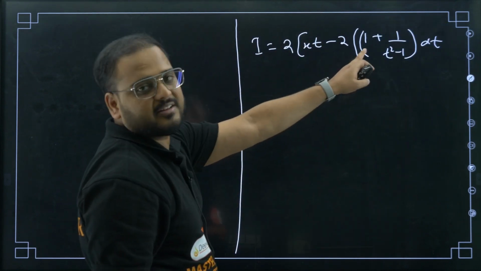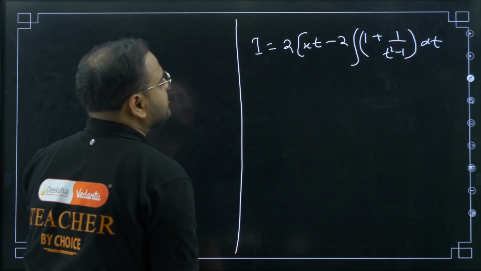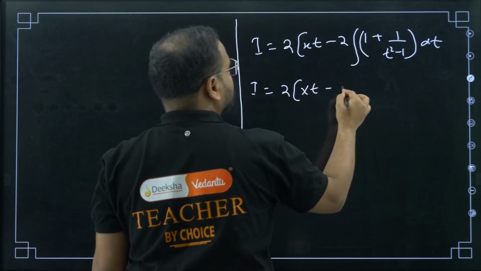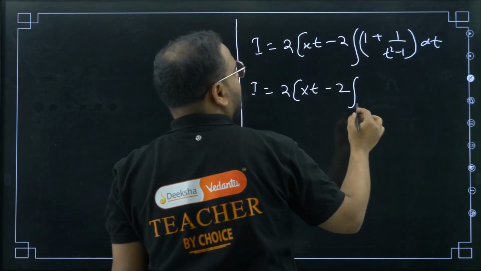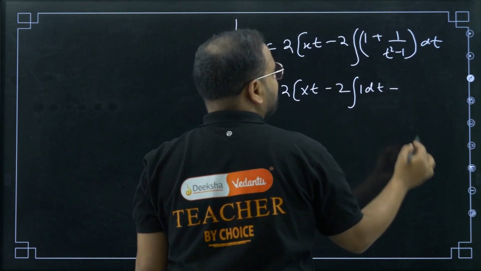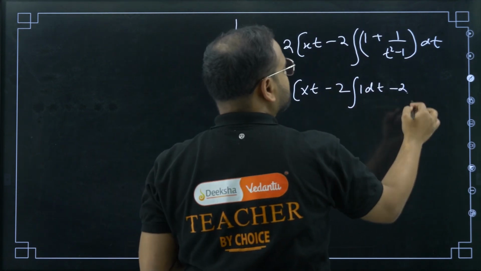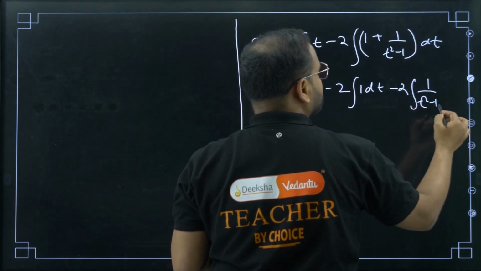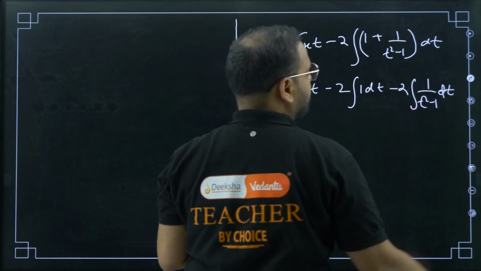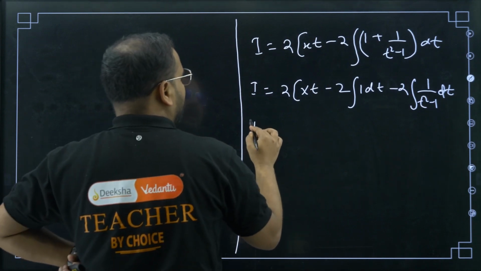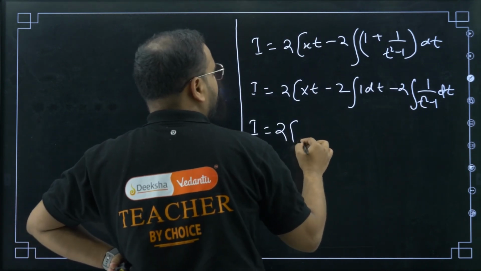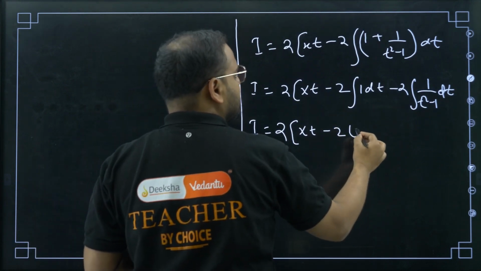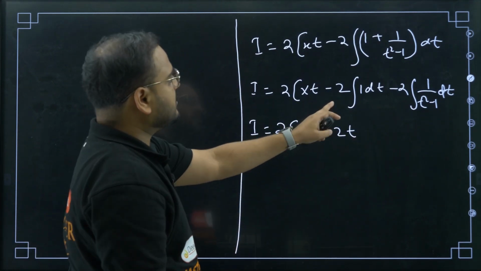I've simply rewritten it in this form so that it is easier to integrate. Let's check here. I'm going to get what? I equals 2 times xt minus 2 times the integral of the first one, 1 dt, and then the minus sign will come again, and I have to take this 2 over here also, the integral of 1 upon t square minus 1 dt. Okay, let's move on. So I equals what? I get 2 times xt minus t minus 2. How much is this? Simply t.